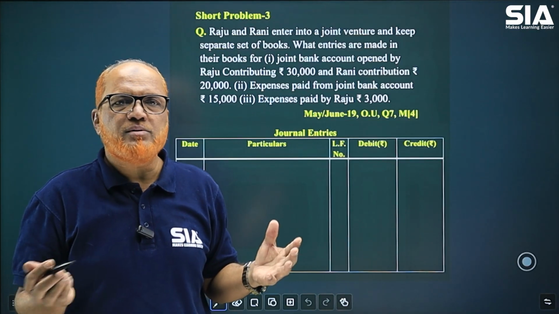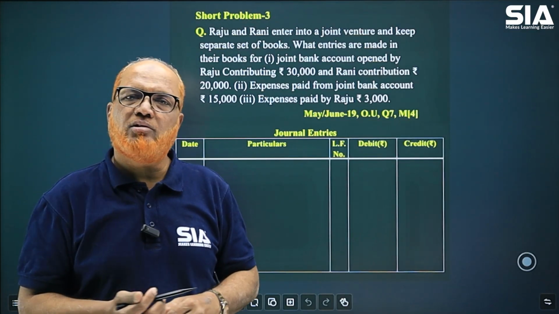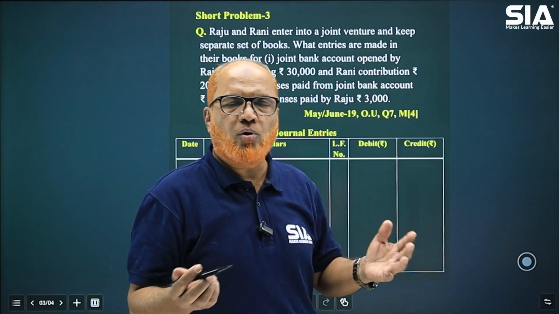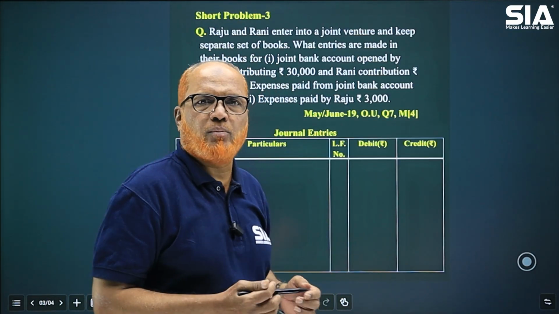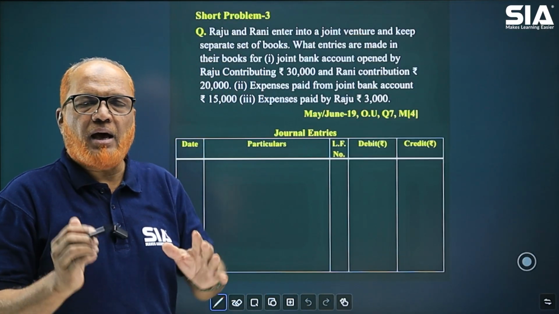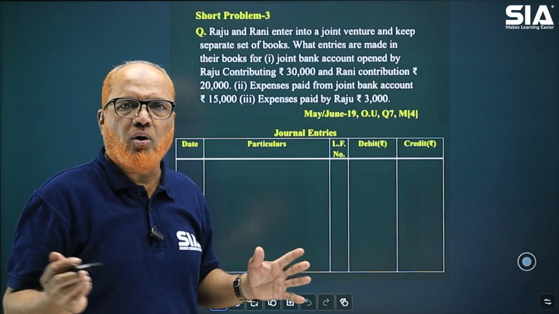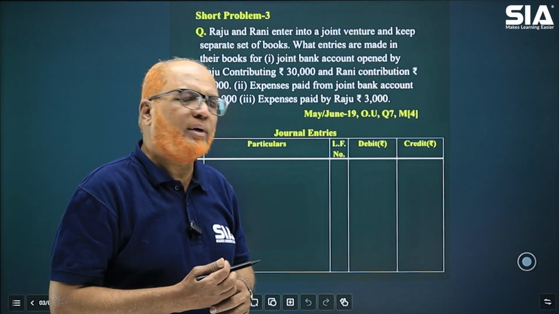So all these problems are based on passing the journal entries. In examination, you can expect either a 4 marks or 12 marks problem. So presently, I am explaining about only the short problems. After that, we'll take up the long problems on joint venture.